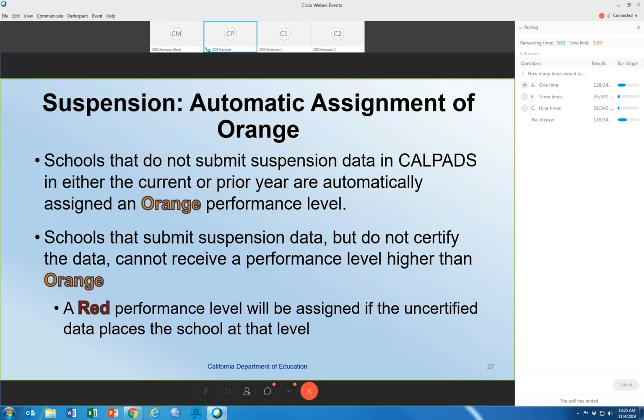Now, if the data in there was showing that they should receive blue, for instance, we will not be awarding them that because they did not certify. In that situation, we'd be giving them an orange. So that's what we mean by you can't get anything higher than an orange, but you may get red.